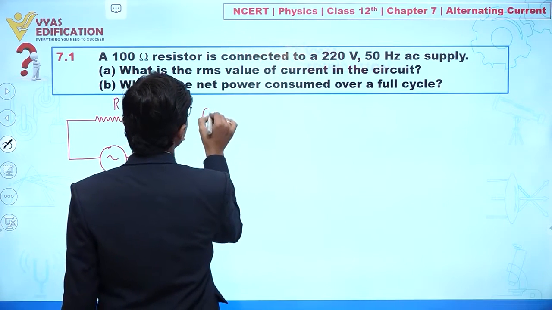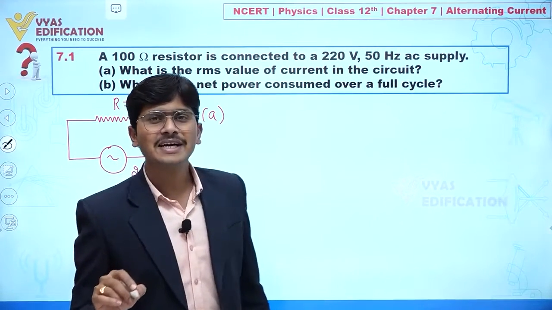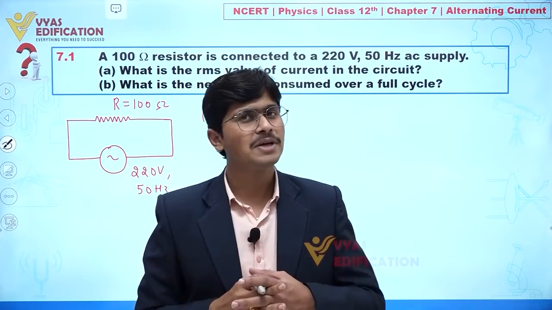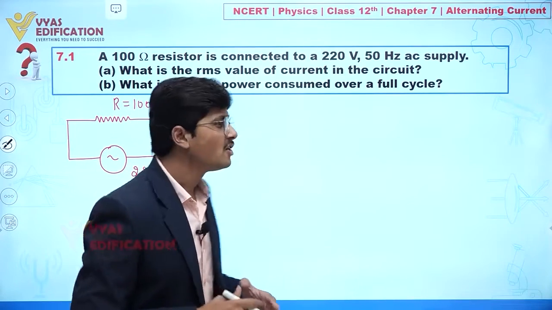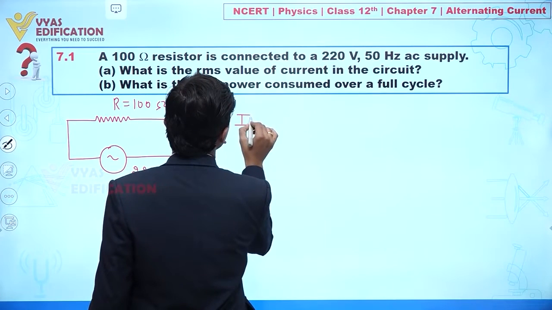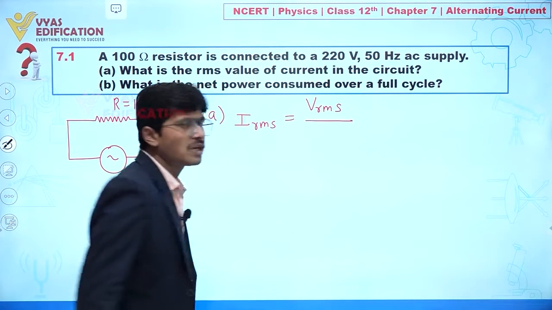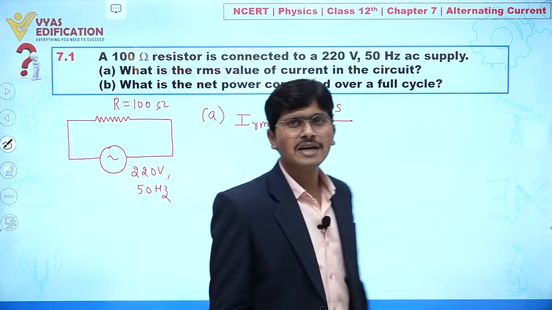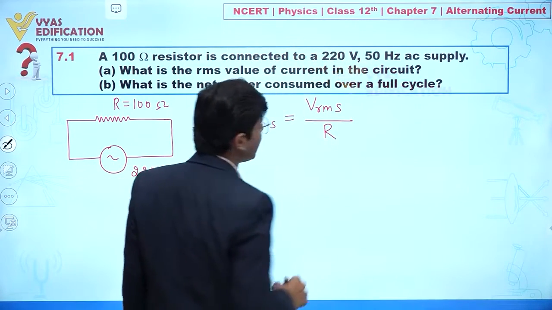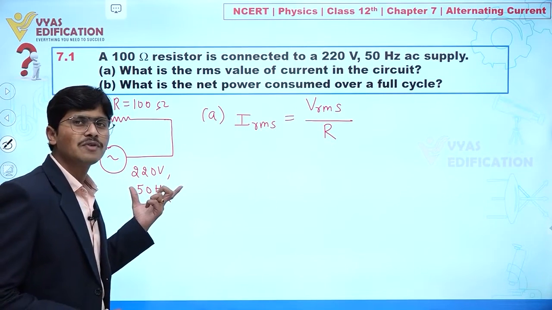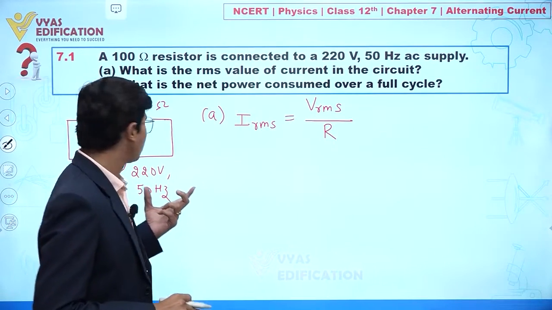So how can we calculate RMS current? In alternating current, whenever peak current or peak voltage is not mentioned, we always find RMS current or RMS voltage. So I_RMS is given by V_RMS divided by the total impedance of the circuit. But in this circuit we have only resistance, so the total resistance of this circuit is R. Now this 220 volt that is given to you is the RMS voltage. RMS means root mean square voltage.